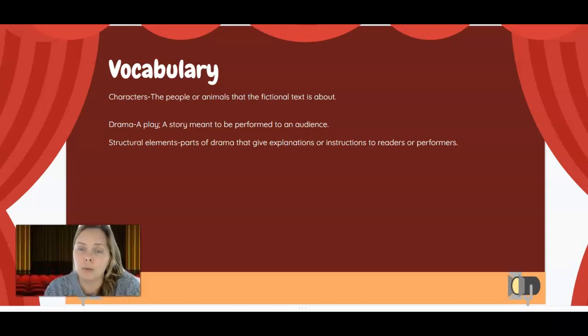And a new vocabulary word for this lesson right here is structural elements. So that is parts of a drama or a play that give explanations or instructions to readers or performers. So if you were performing in a play and you had a script, of course it's going to tell you your lines, but there would also be structural elements. It would tell you if your character was Frank, Frank walked up to the counter. So it's giving instructions that Frank knows, okay, I need to walk up to the counter at this point. So it's a task that they have to do, but it's not necessarily a line. It gives them some kind of instructions or directions. All right.